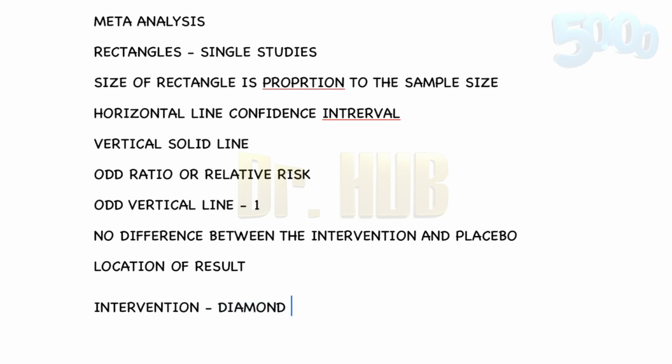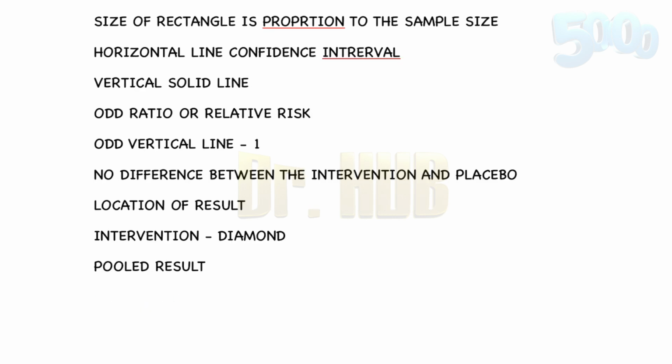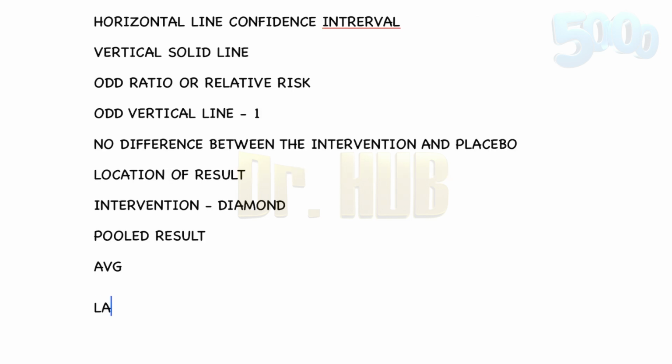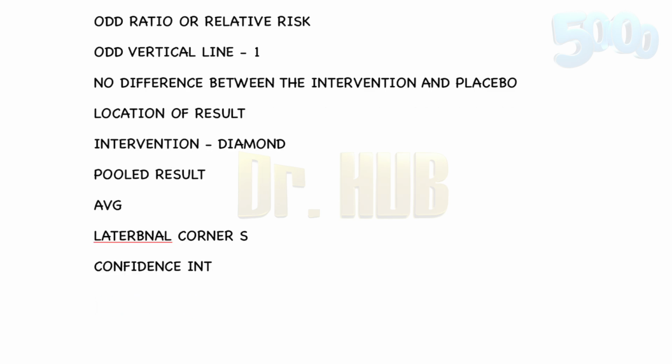Next is the diamond. The diamond shows the overall pooled result, where all the individual studies are combined together and averaged. Then come the lateral corners. The lateral corners of the diamond represent the confidence interval. If these corners do not cross the line of no effect, then there is an overall statistically significant effect.